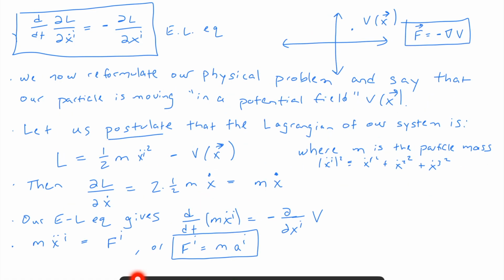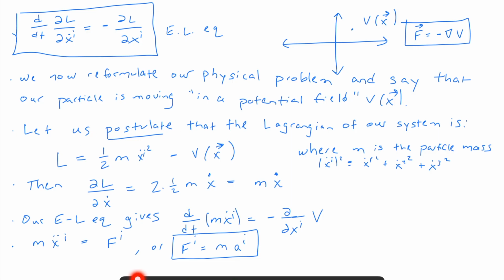We can now reformulate our physical problem and say that our particle, instead of moving in a conservative force field, is moving in a potential field V of x. This may be familiar to a lot of people, but just to make sure we understand what it means to say that our particle is moving in a potential field: we may initially think of things intuitively as forces, but once we move up in physics, we say it's moving in a potential field V of x. That's a classic statement. We have a particle moving in a potential field V of x. Now, here's the physical law that we say. We've been pretty general.